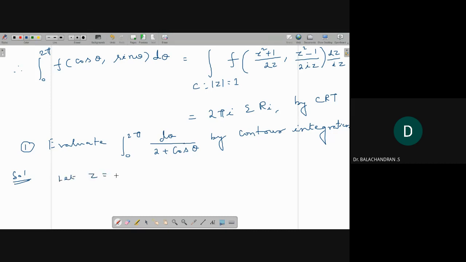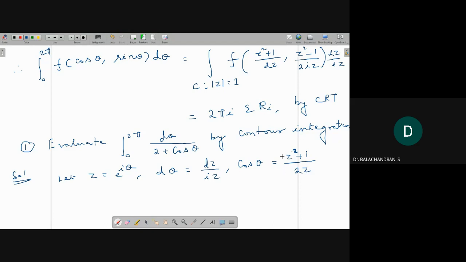So first, let us take z equal to e power i theta, and d theta you can directly write; there is no need to derive. d theta is dz by iz. And I need cos theta here; I don't need sin theta. Cos theta is z square plus 1 by 2z.